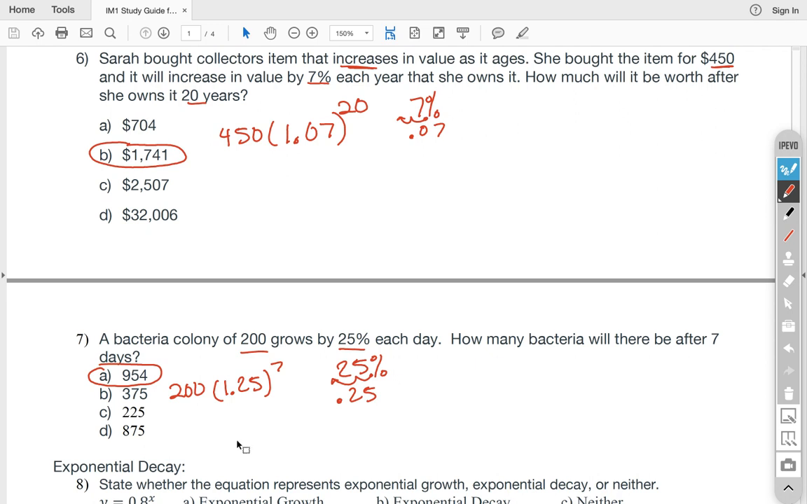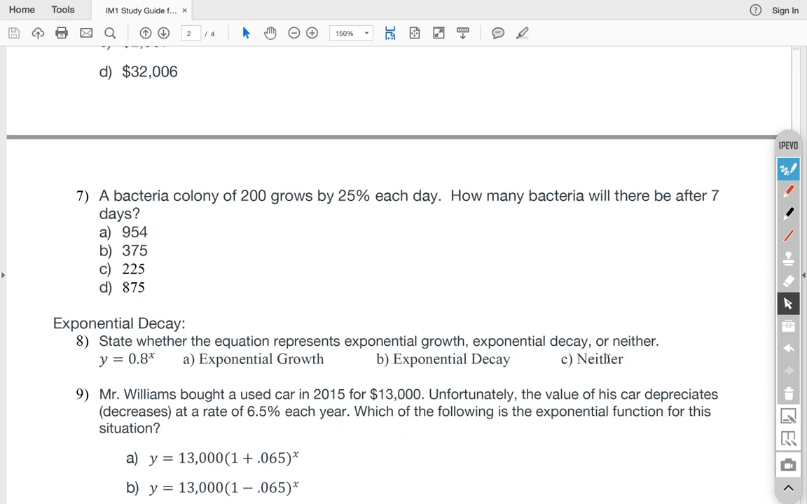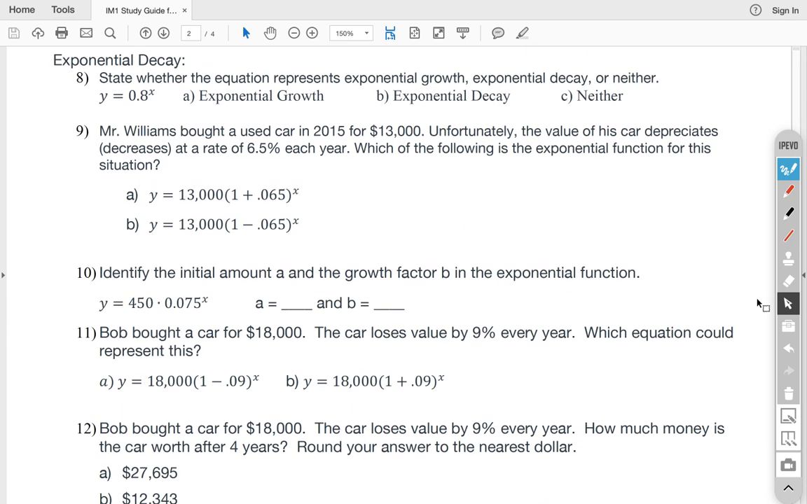All right, so that's the answer for 6 and 7. 6 was B, 7 was A. All right, let's move on to number 8. State whether the equation represents exponential growth, decay, or neither.